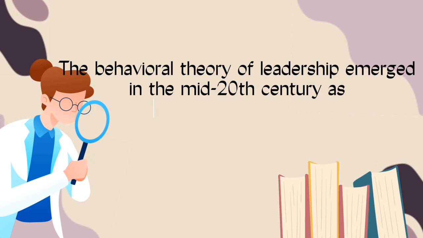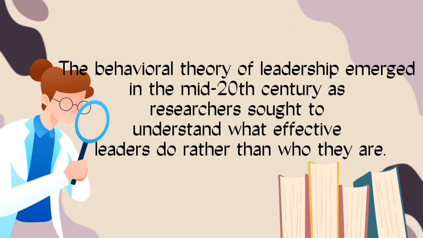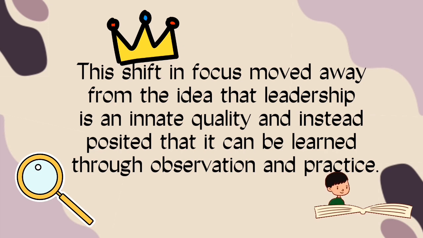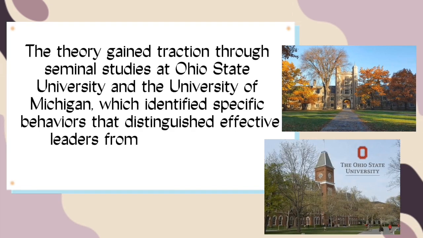The behavioral theory of leadership emerged in the mid-20th century as researchers sought to understand what effective leaders do rather than who they are. This shift in focus moved away from the idea that leadership is an innate quality and instead posited that it can be learned through observation and practice. The theory gained traction through seminal studies at Ohio State University and the University of Michigan, which identified specific behaviors that distinguished effective leaders from ineffective ones.